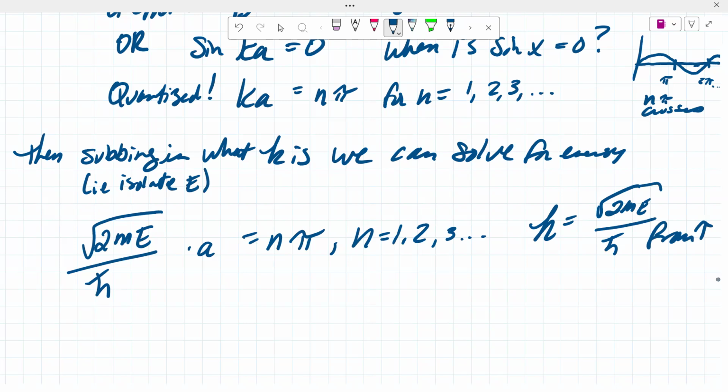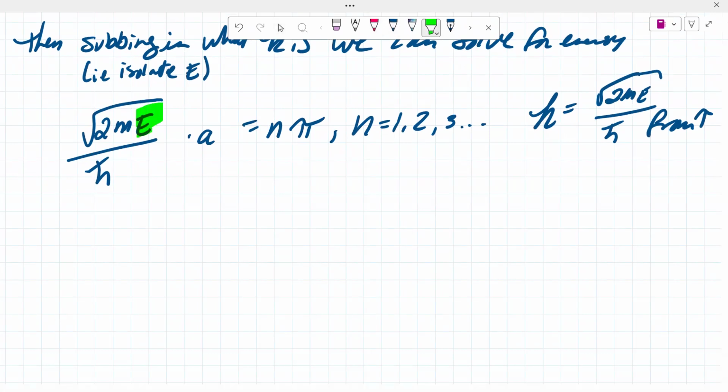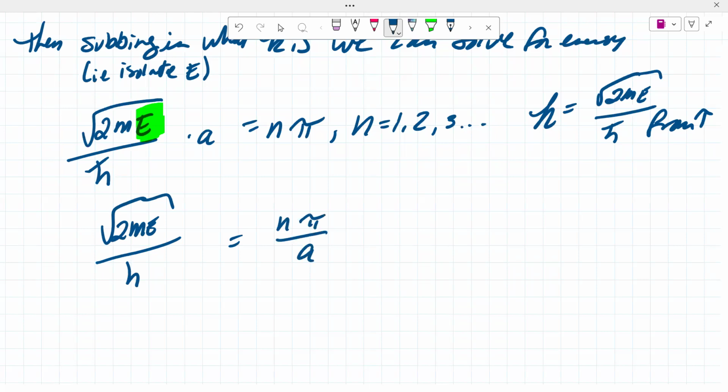All right, well, how do you solve this thing? It's an algebra problem. Remember how to deal with things. The variable is under the square root sign, right? We want to solve for this one. How are we going to do that? I'm going to do some algebra. So what we can do is move a to the other side. So root 2mE over h equals n pi over a. And I'm not going to keep rewriting for n equals 1, 2, 3, right? That applies to everything. We will put a little arrow there at the end to remind ourselves of that. So I just divide by a to get that. And then I'm going to square.